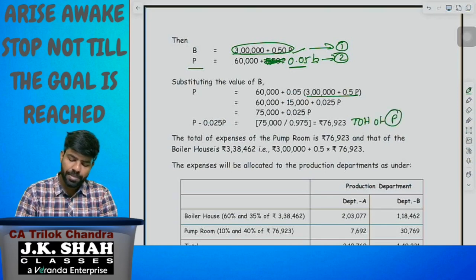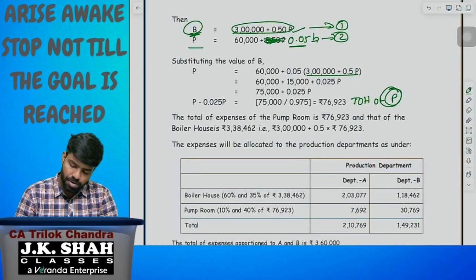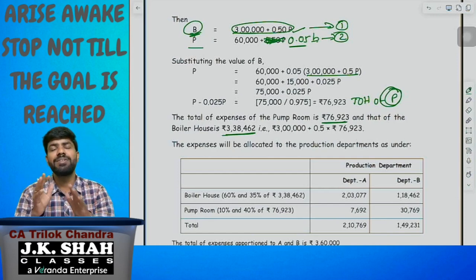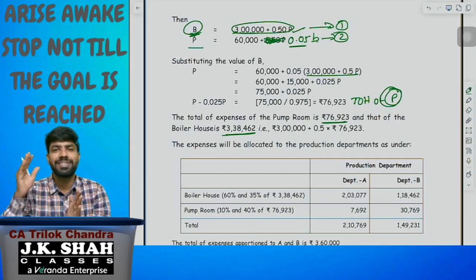Using this P, we can calculate B now. Substitute the P value in the first equation and we'll get B. How much is the B? Here it is 76,923 for the pump room and that of boiler house is 3,38,462. Now we'll do the apportionment on the basis of total overheads. See, instead of doing repeated distribution, it's better to go by the simultaneous equation method.